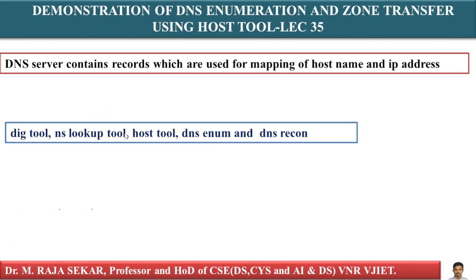For DNS enumeration, various tools can be used, such as the dig tool, NS lookup tool, host tool, DNS enum, DNS recon, and many more. We will try to understand all these tools. In this particular lecture, I will discuss the host tool. Let us try to understand how DNS enumeration can be performed using the host tool. This tool is available in Kali Linux.